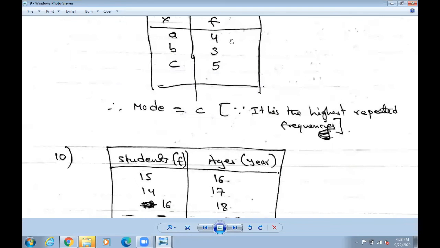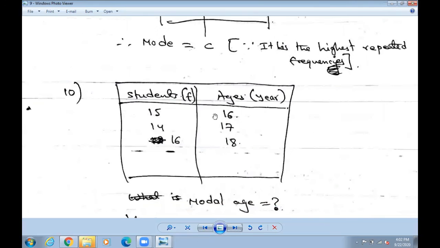So let us go to number 10 now. Number 10 is also the same. So frequency is given. So let me see number 10. What is given over there?